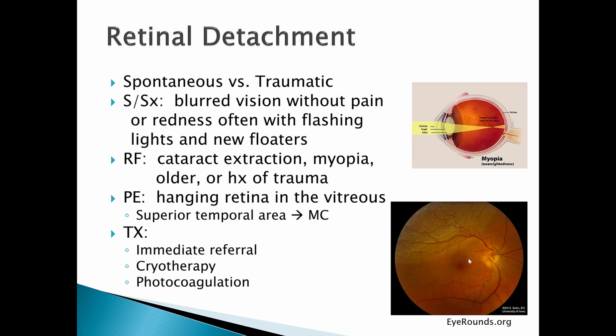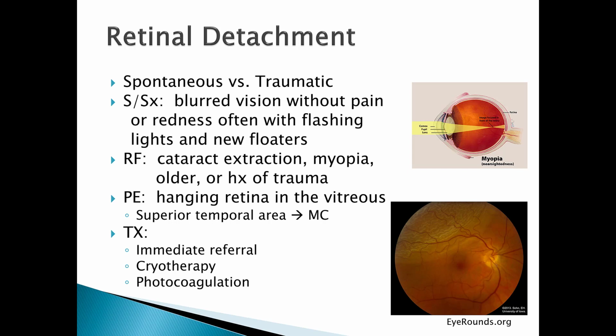So now we're going to talk about retinal detachment. You can have two different types of retinal detachment. A retina can detach spontaneously, or it can detach because of a traumatic event. But signs and symptoms include blurred vision without pain or redness, and they often have associated flashing lights or new floaters. So risk factors include cataract extraction, myopia, older age, or history of trauma.